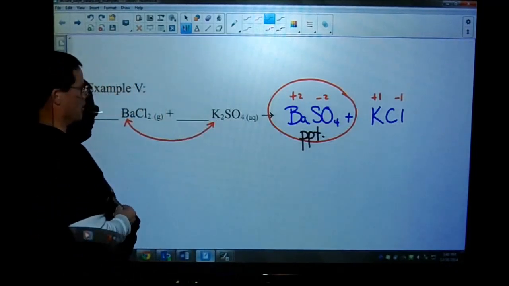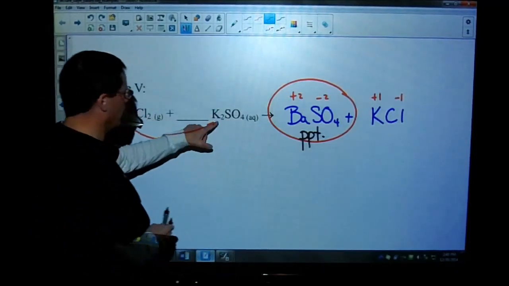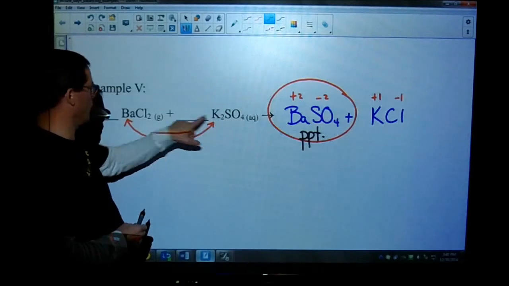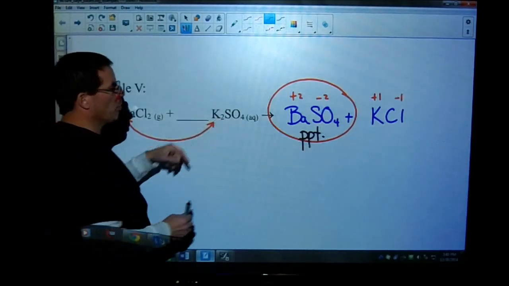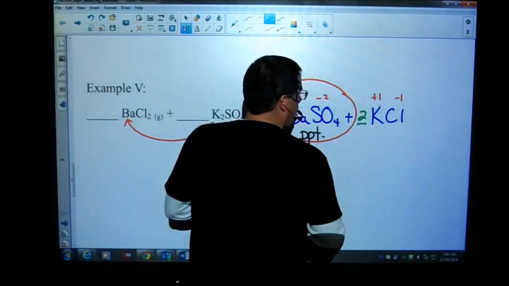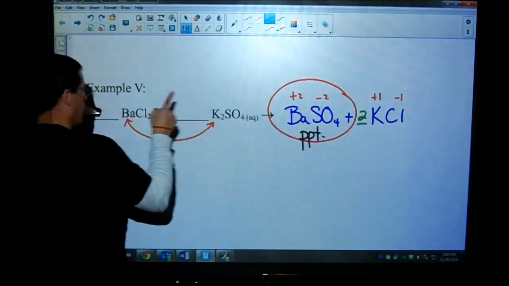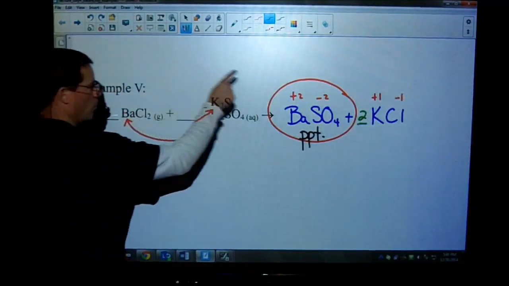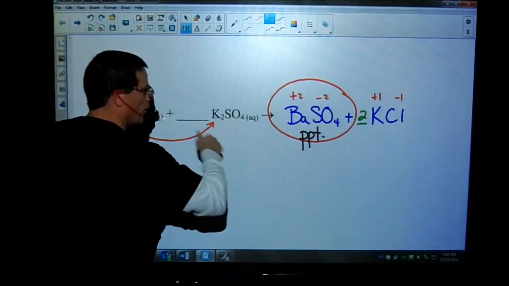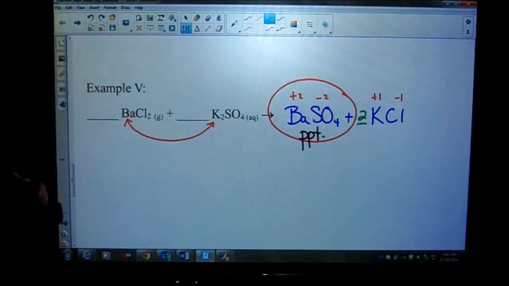So let's go ahead. I try to start with the ugly one early. Looks like this one's ugly. So we have 2 there. We could start with that one. We have 2 potassiums. Put a 2 there. So now I've got 2 potassiums. Now I have 2 chlorines. I have 2 chlorines, 1 barium, 1 barium, 1 sulfate, 1 sulfate. We're balanced. Pretty easy, right?